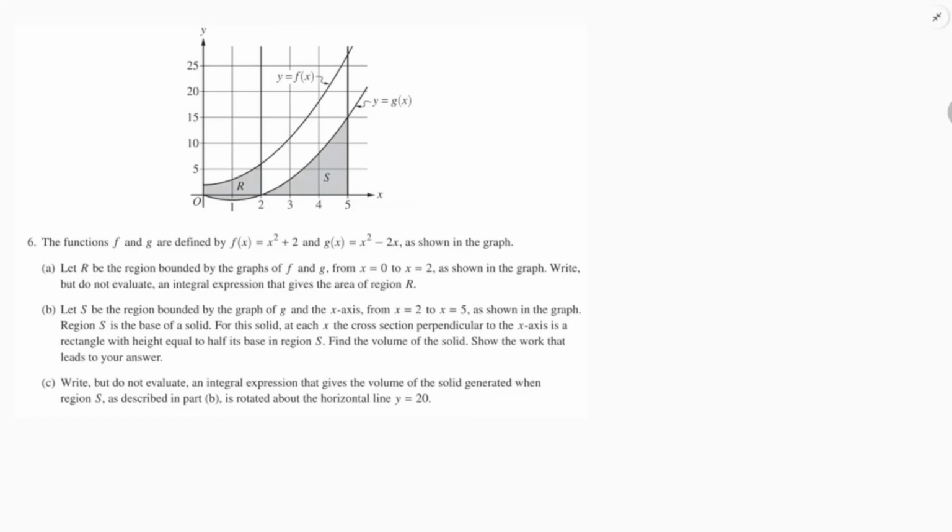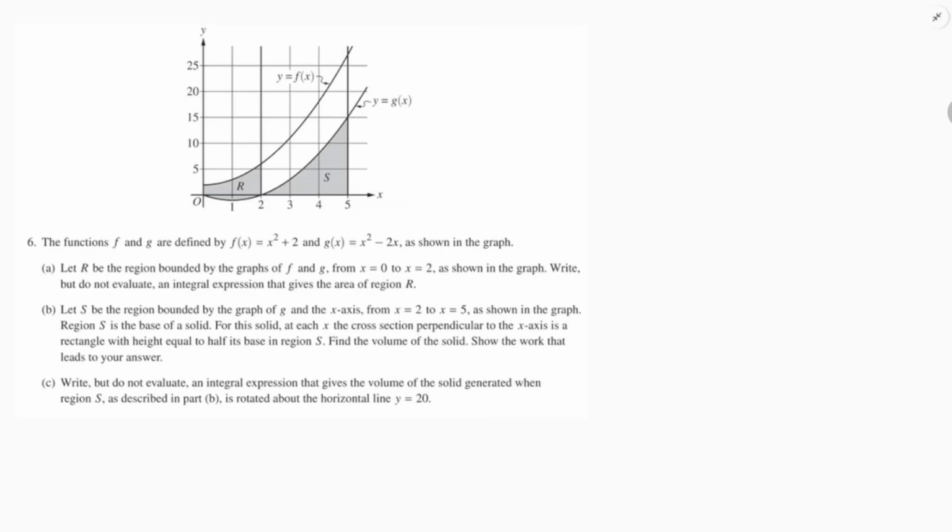In this video, I'm going to be working 2024 Calculus AB free response question number 6. This one's looking like it's got area and volume. To me, it looks pretty cool. So f and g are defined by x squared plus 2 and x squared minus 2x. So it's two different parabolas. Okay, and I see the scale is kind of different on x and y. It's an interesting graph here.